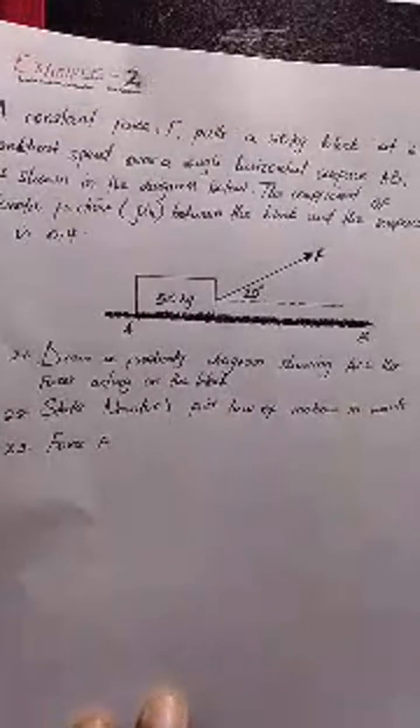Okay, this is our next example. I took this from the exam paper. The question says a constant force F pulls a 50 kg block at a constant speed over a rough horizontal surface AB, as shown in the diagram below. The coefficient of kinetic friction between the block and the surface is 0.4.